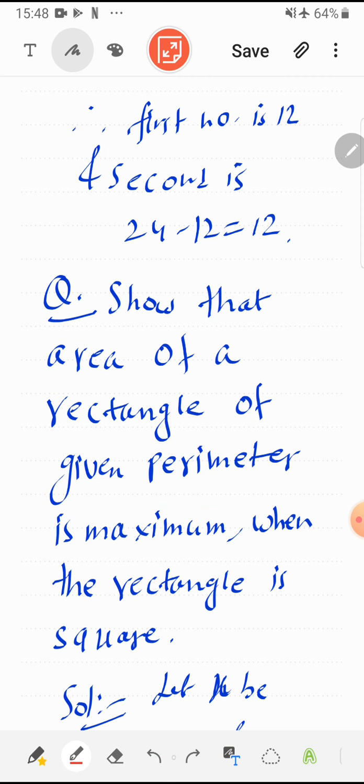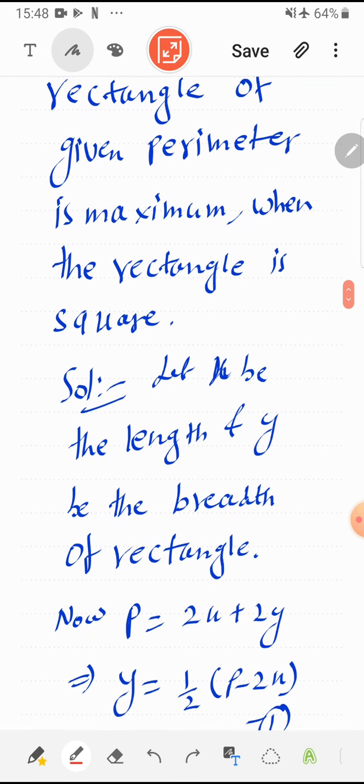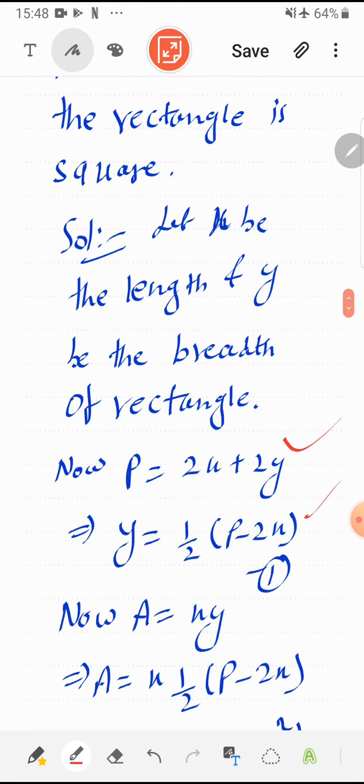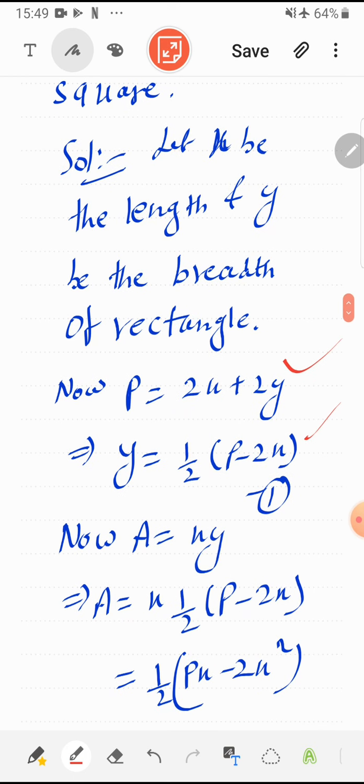Okay, so let us start. Let x and y be the length and breadth respectively. Let P be the perimeter. So P is equal to 2x plus 2y, so that y is equal to half of (P minus 2x). Now area is equal to xy. So I am putting the value of y here. Remember P is constant. So it is x into half of (P minus 2x).